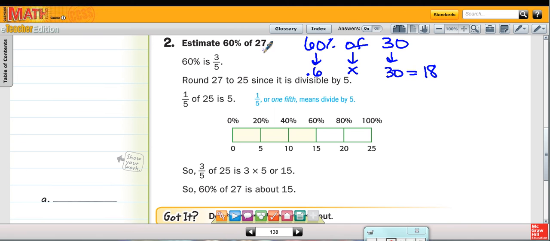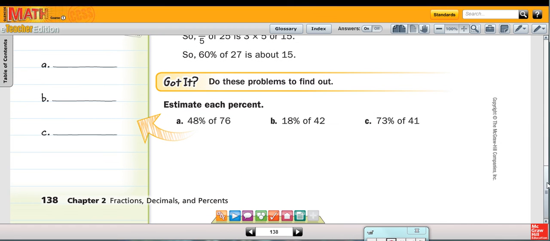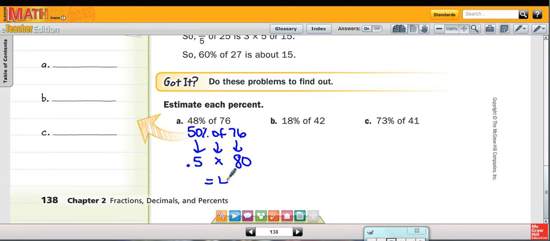Okay, let's try the got it together since we're running a little low on time today. 48% would go to what? Everybody should have pencil in hand. 50% of means to. Okay, so we're going to change 50% to a decimal. So 0.5 times. What are we going to change 76 to? 80. Gives you what? 40.